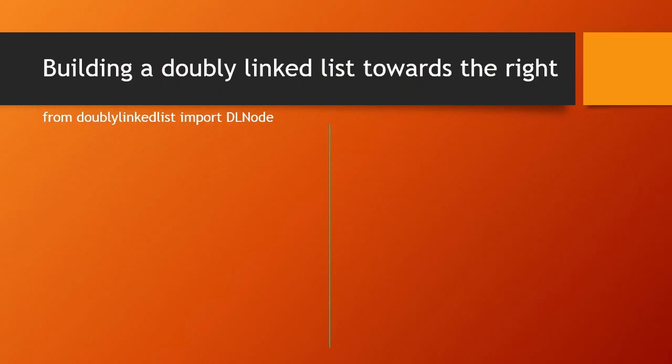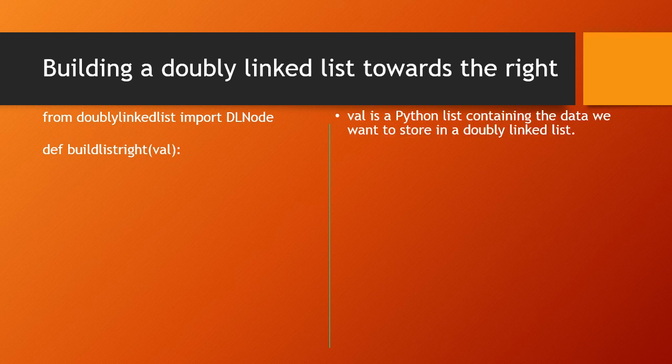We have created a class for the doubly linked list. Now we are going to use the class. So we import it in a new file. We are going to build a doubly linked list towards the right. The function is called buildListRight. It takes an argument val, which is a Python list containing the data we want to store in a doubly linked list. Val must have one or more elements.